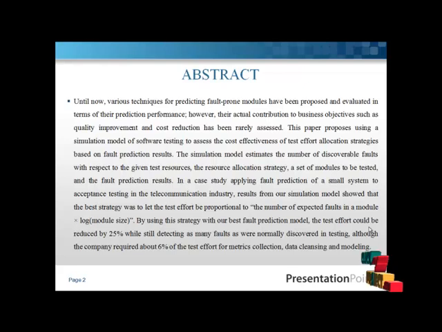By using this strategy with our best fault prediction model, the test effort could be reduced by 25% while still detecting as many faults as were normally discovered in testing, although the company required about 6% of test effort for metric collection, data cleansing and modeling. In this paper we also propose a clustering algorithm to identify better test results. The proposed clustering algorithm uses Jaccard similarity measures to calculate the distance between the class files.